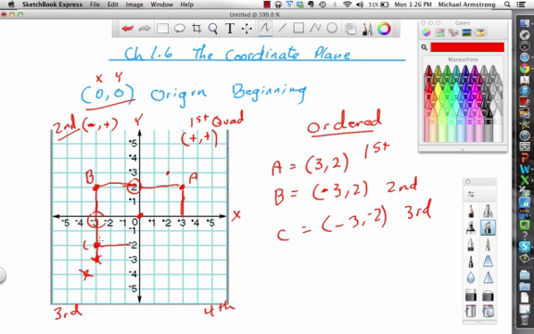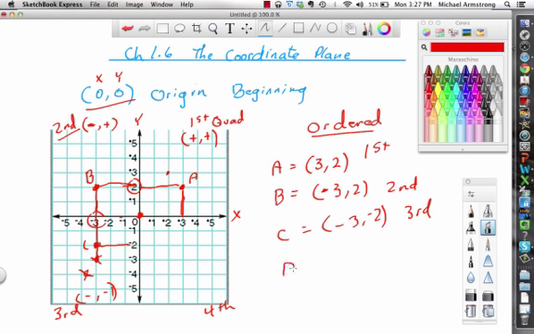We're going to put C right here so that it makes sense, because starting at the origin, we went over -3, then we went down -2. So the third quadrant is a negative quadrant. That kind of makes sense.